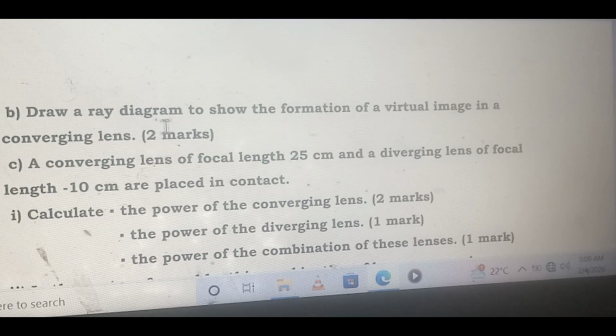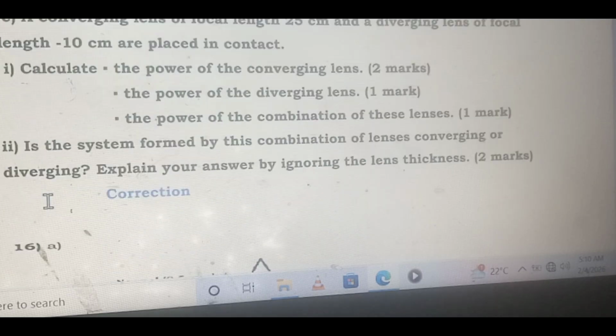B. Draw a ray diagram to show the formation of a virtual image in a converging lens. C. A converging lens of focal length 25 cm and a diverging lens of focal length negative 10 cm are placed in contact. I1. Calculate the power of the converging lens, the power of the diverging lens, and the power of the combination of these lenses. I2. Is the system formed by this combination of lenses converging or diverging? Explain your answer by ignoring the lens thickness.